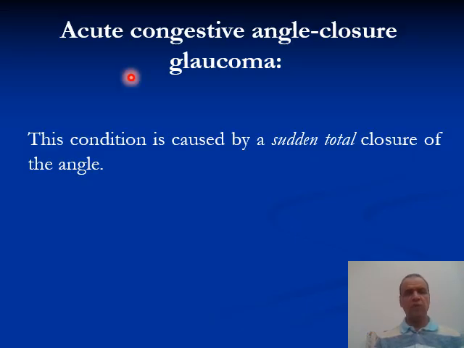This is one of the important variants of primary angle closure glaucoma, which is acute congestive angle closure glaucoma. This condition is usually caused by sudden total closure of the angle of the anterior chamber, and there is sudden rising of intraocular pressure more than 50 mm mercury.